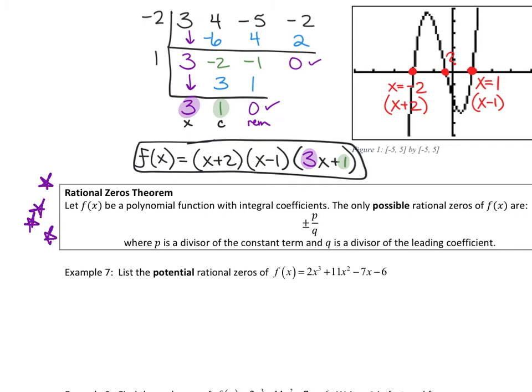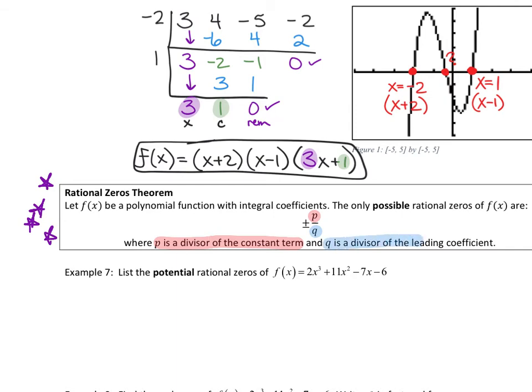This theorem says let f of x be a polynomial function with integral coefficients. The only possible rational zeros of f are plus or minus p divided by q, where p is a divisor of the constant term and q is a divisor of the leading coefficient. What does that mean? Let me explain.